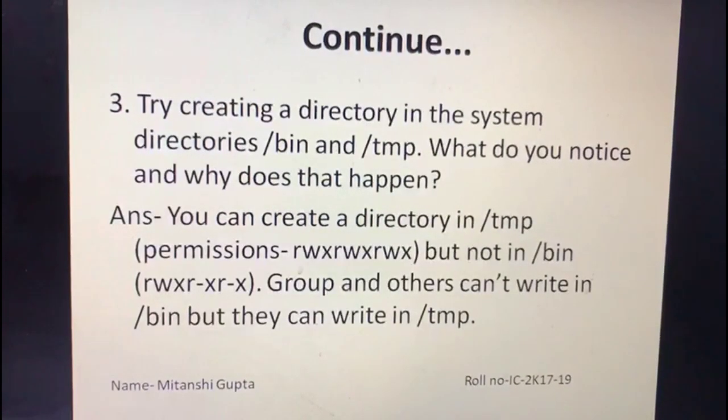Now moving to the third question, try creating a directory in the system directories bin and tmp. What do you notice and why does that happen? We know that tmp has the permissions to read, write and execute for user, group and others, but bin gives the permission of read, write and execute to the user only. It doesn't give this permission to group and others. So the answer is you can create a directory in tmp but not in bin. Group and others can't write in bin but they can write in tmp.